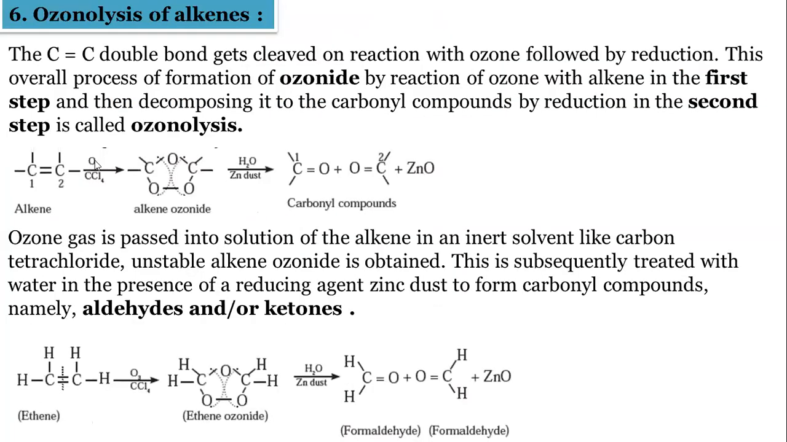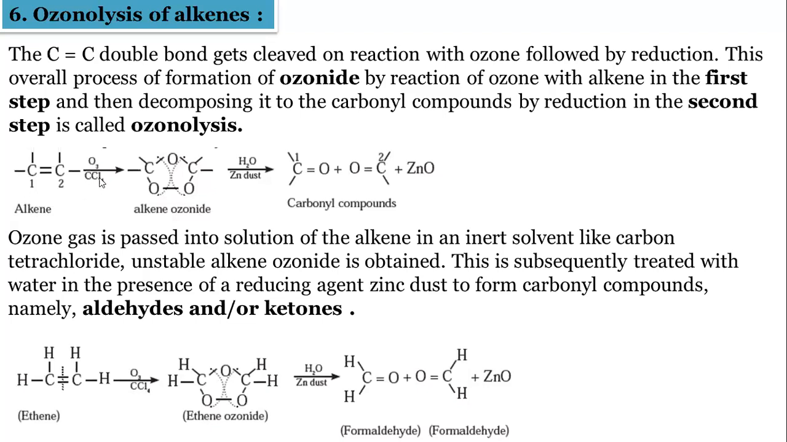Next, reaction number 6 is ozonolysis. This is the addition of ozone to alkenes, called ozonolysis of alkenes. Addition of ozone takes place in the presence of an inert solvent. Inert solvent means the solvent should not react with the alkene.